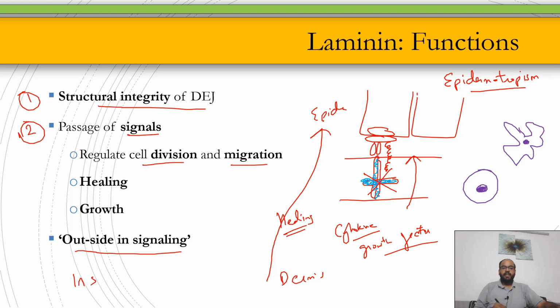Remember that inside-out signaling is done majorly by integrins. Inside out means the epidermis is sending signals to the dermis, and that is majorly handled by integrins. Let's move forward.